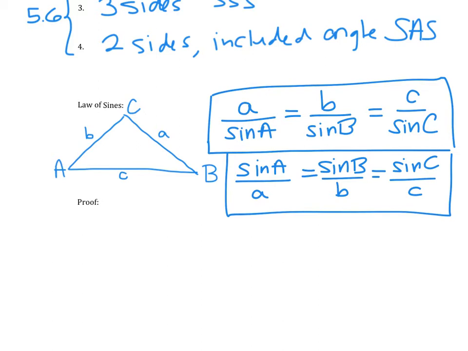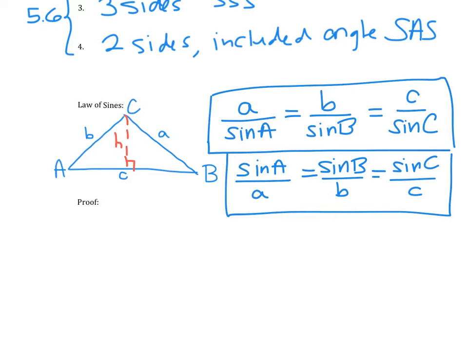All right, the proof is simple. It's actually one of the more simple proofs. So this is what we're going to do. Go to your triangle and drop a perpendicular down from angle C right here. And what that does is that splits this into two triangles, and they both have side H.